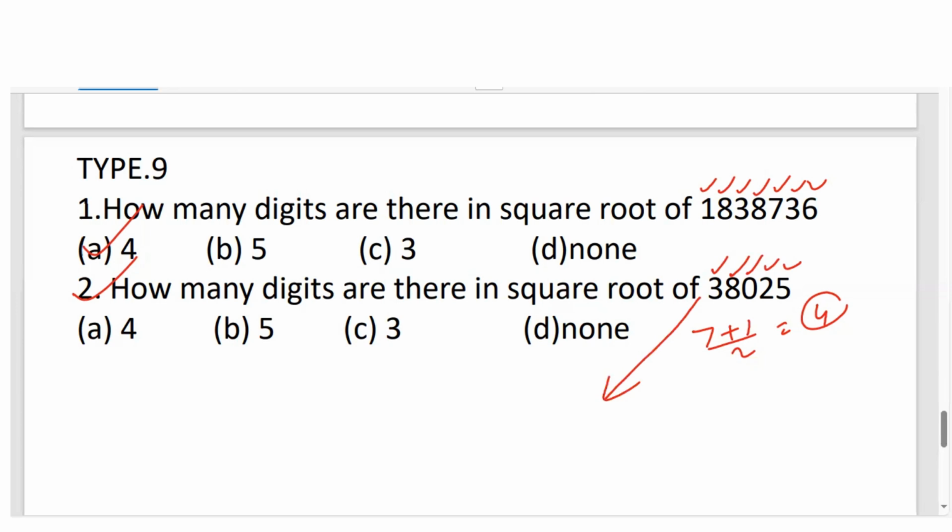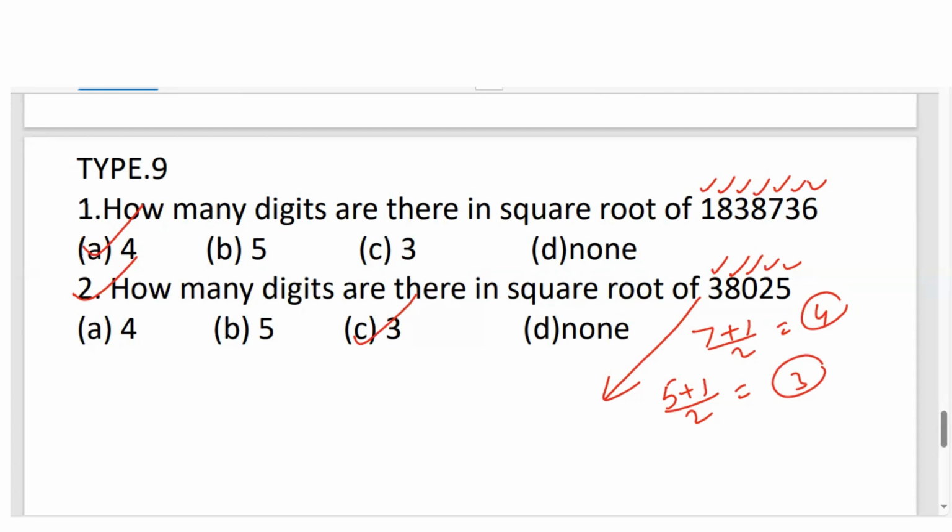Odd. So five digits are given, an odd number of digits. So (5 plus 1) divided by 2. How much do we get? 3. So our right answer is 3. If the number of digits given is even, then directly divide by 2, and that will be your answer.